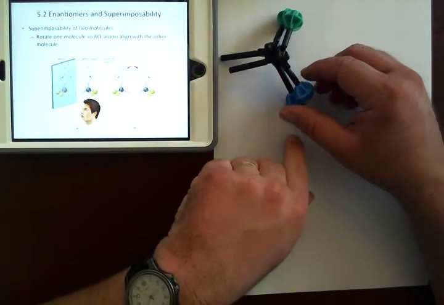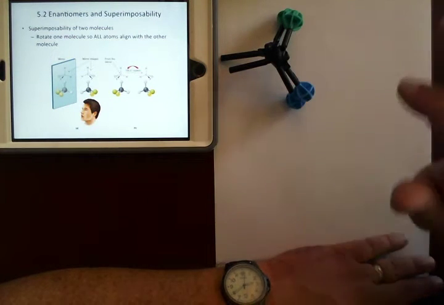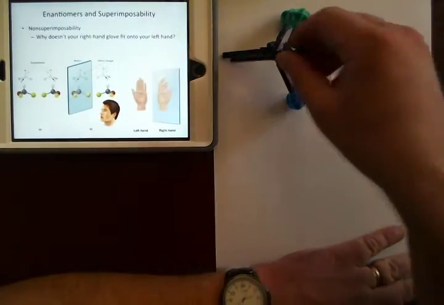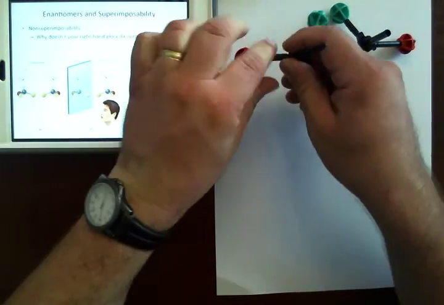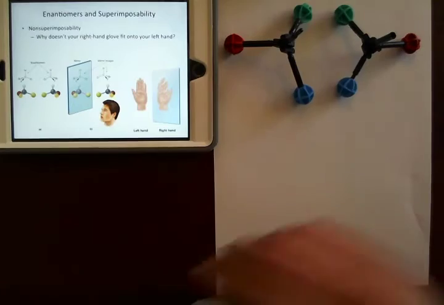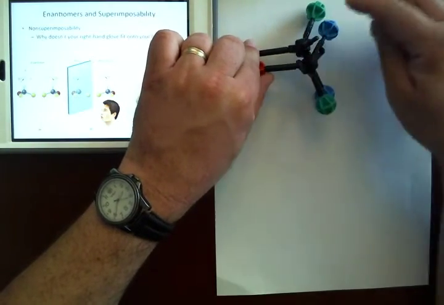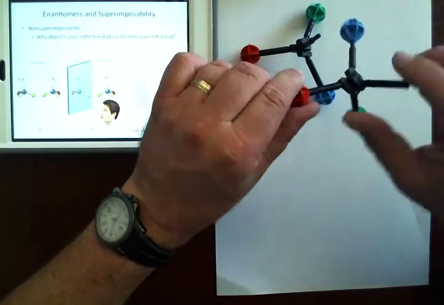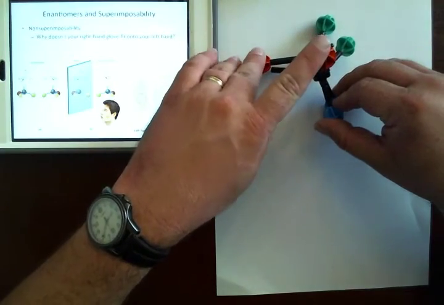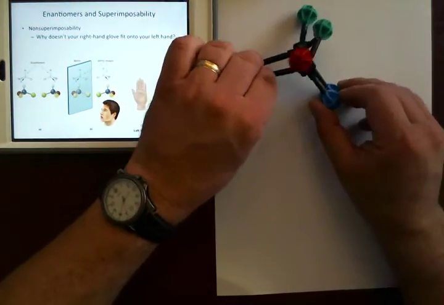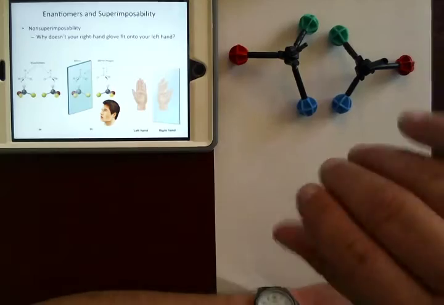So even though they're mirror images, the fact that they're superimposable makes them not enantiomers. Enantiomers are not superimposable. If we add a red ball to it, now they're still mirror images of each other, but there's no way I can rotate this so that they're superimposable. The reds and the hydrogens are here, but the blues and the greens are incorrect. If I make the blues and greens correct, now the hydrogens and the red balls are in the wrong spot. So these are mirror images of each other, but they're not superimposable. That's what makes them enantiomers.